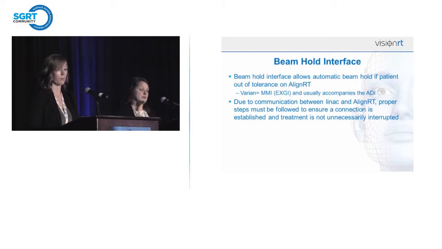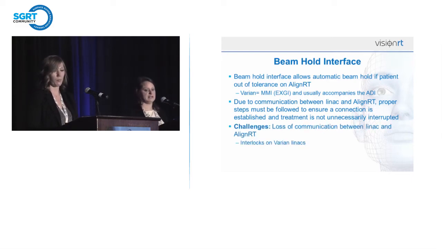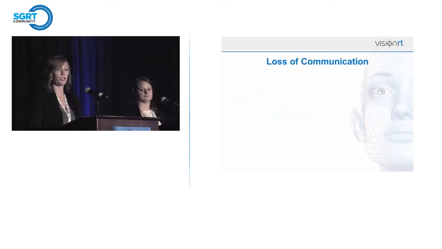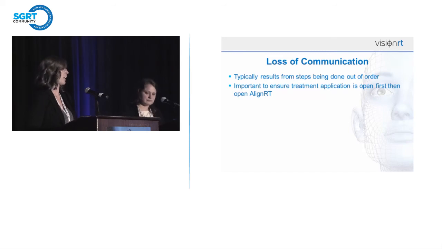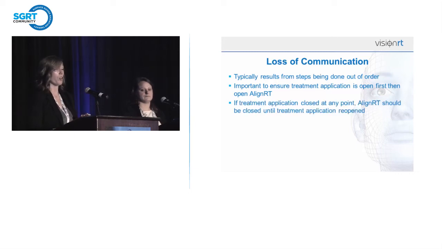So our challenges would be a loss of communication between the LINAC and AlignRT, and then some various interlocks on the Varian LINACs. Our loss of communication typically results from our steps being done out of order. It is important to ensure our treatment application on the LINAC is open before we open up AlignRT. If at any time we close that treatment application, we should also close AlignRT and then not reopen it until we've reopened the treatment application.